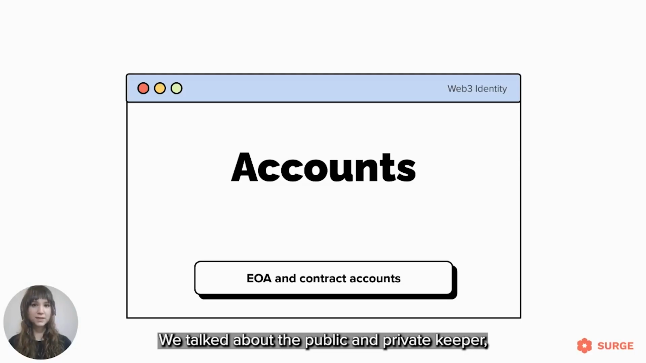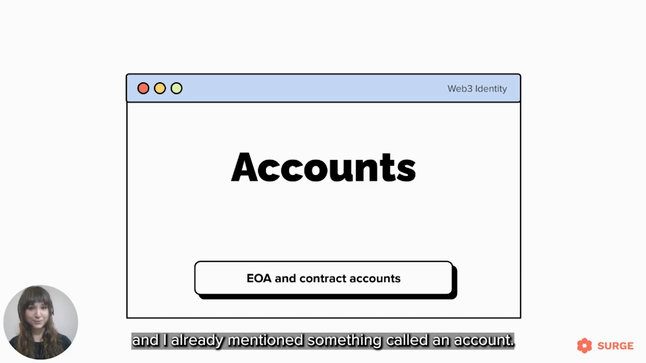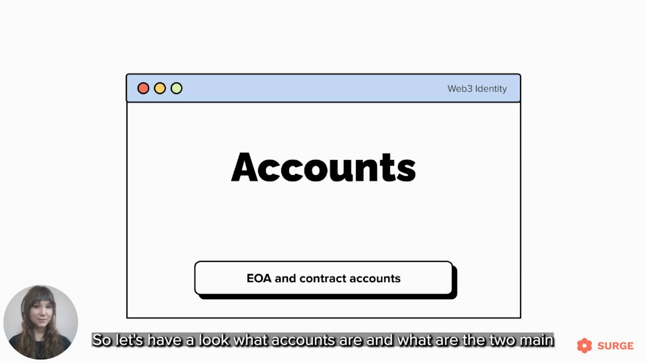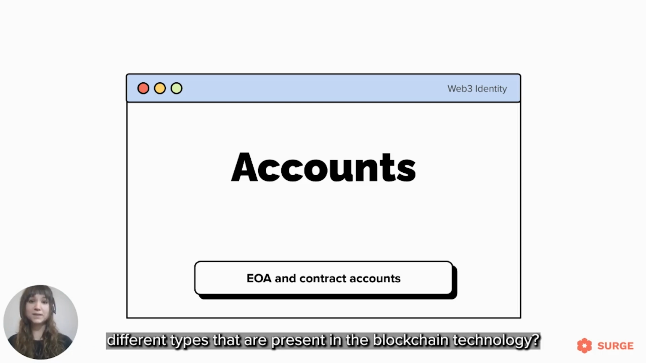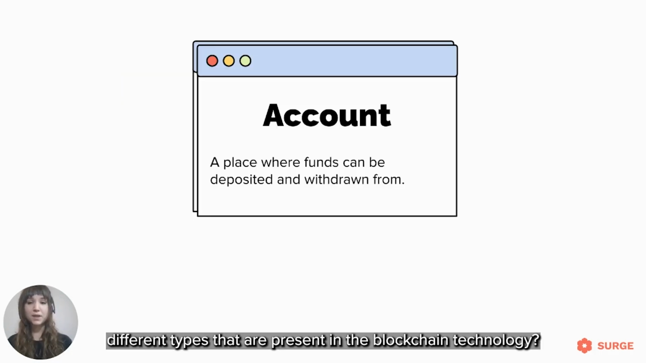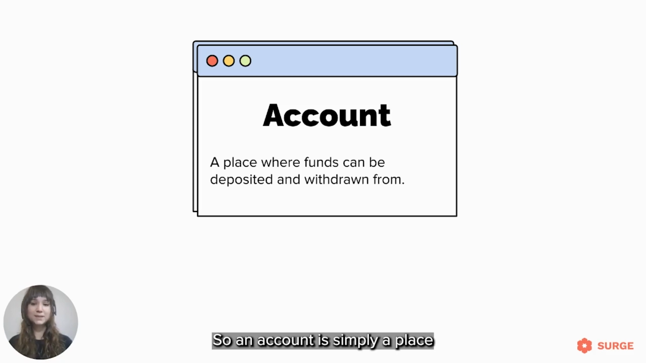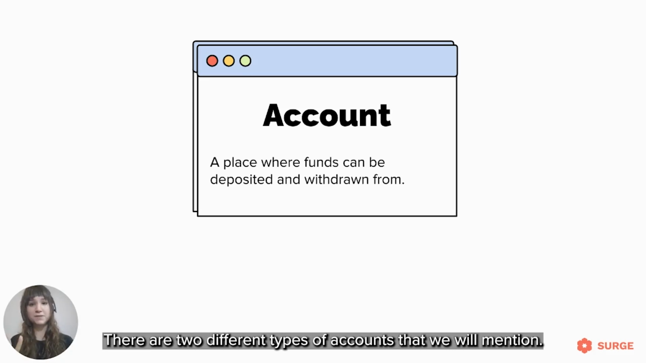We talked about the public and private key pair, and I already mentioned something called an account. So let's have a look at what accounts are and what the two main different types present in the blockchain technology are. An account is simply a place where your funds can be deposited and withdrawn from. There are two different types of accounts that we will mention.